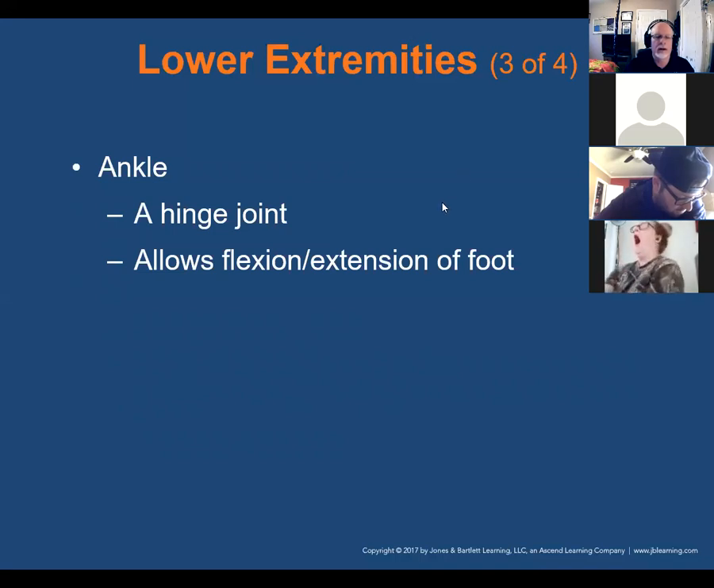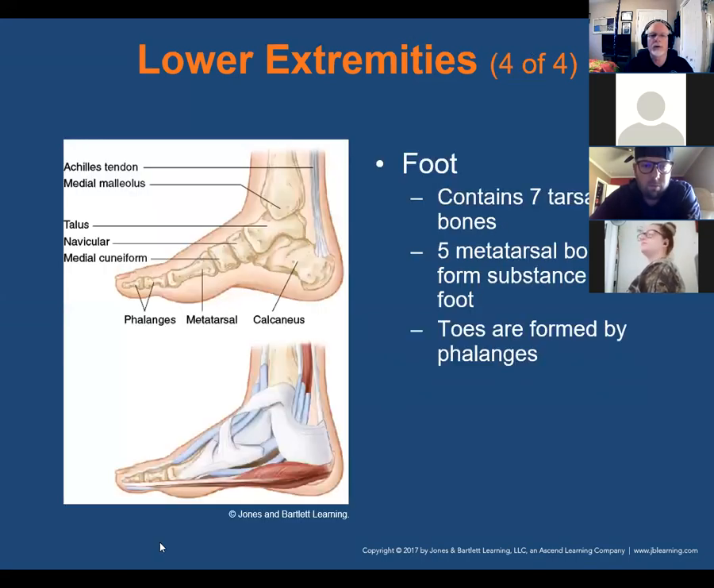The ankle is a hinge joint that allows flexion and extension. We have already talked about how that's important in patient assessment. If they have good, strong, equal dorsal flexion and extension, then things are looking pretty good in evaluating the lower extremities and strength in the lower extremities.